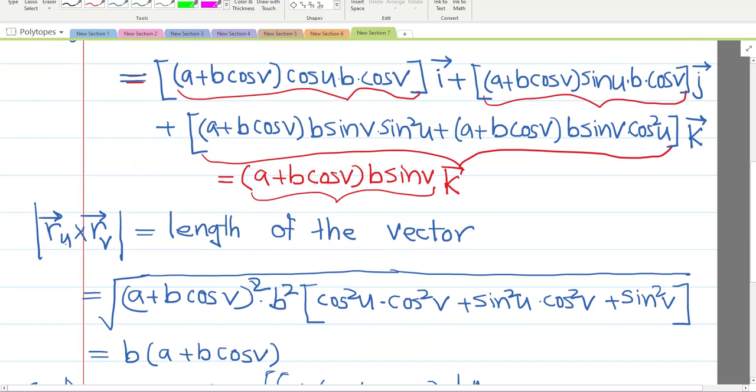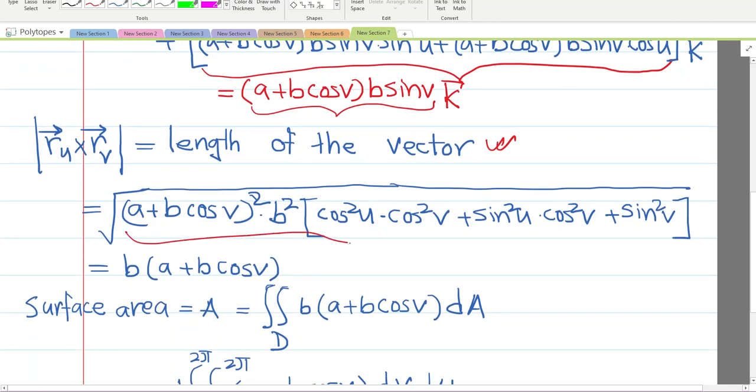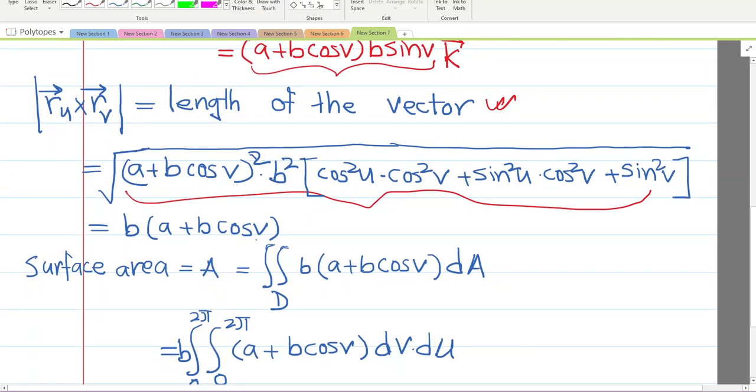Now take the absolute value of this vector. The absolute value in this context means the length of the vector, or the norm of the vector. The length of the vector means the square root of the sum of squares of each component. That's what I did here, the sum of squares of each component, and if we simplify, we get this one.